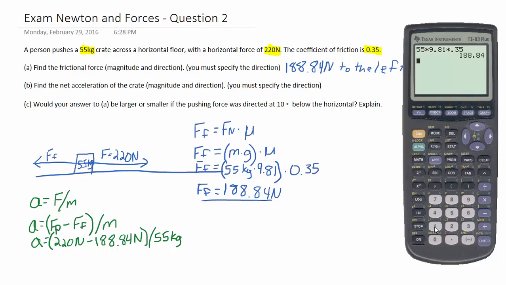So that'll be 220 minus 188.84 divided by 55. So acceleration equals 0.57 meters per second squared. Write that up here, a equals 0.57 meters per second squared. And that'll be to the right.